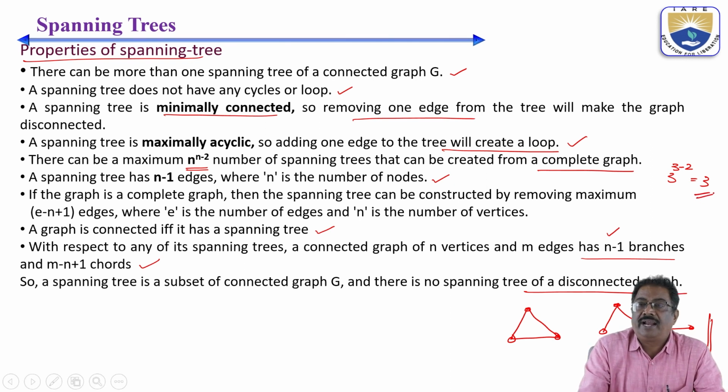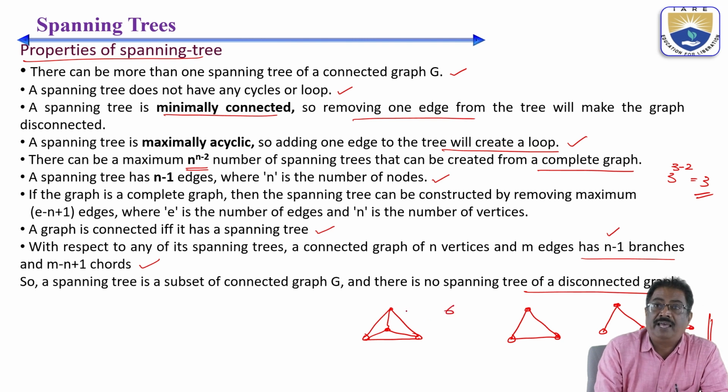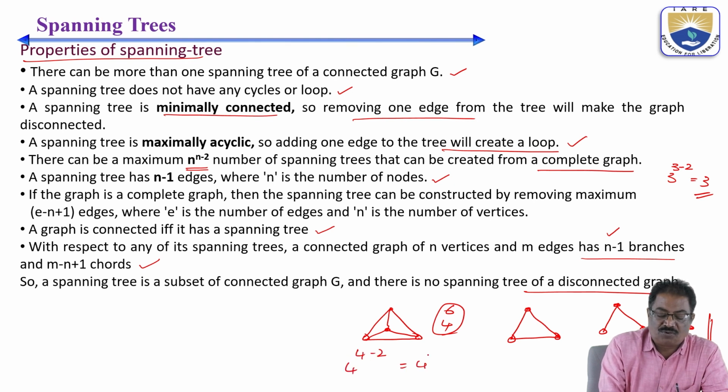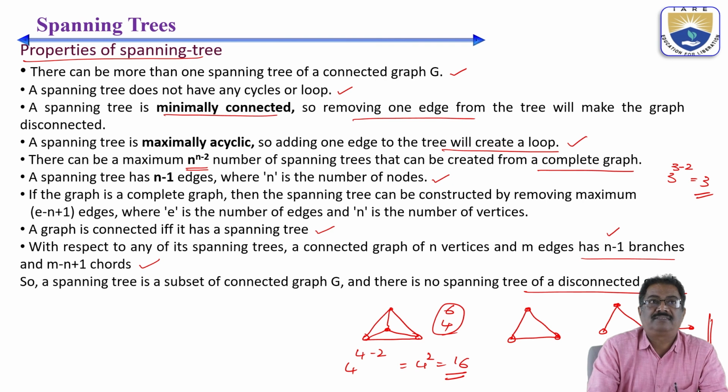Similarly, we can take a complete graph with 4 vertices. If I take it like this, here 1, 2, 3 ... 6 edges will be there, and 4 vertices will be there. So it is 4 to the power of 4 minus 2, that is 4 squared, which gives 16 spanning trees from this.